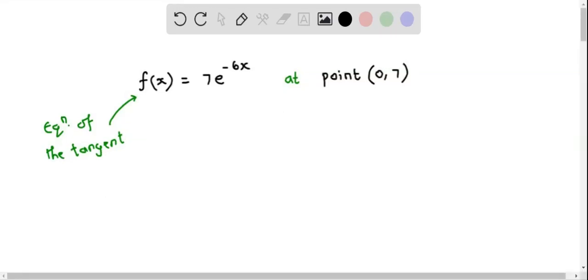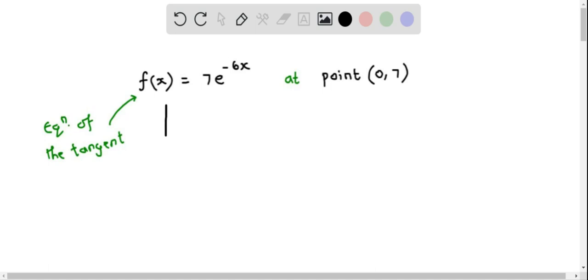We now determine the equation of the tangent line to the graph of f of x equals 7e to the power of negative 6x at the point (0, 7). So first we have to determine the slope of the tangent line to this graph of f of x, and this equals the slope of the curve f of x at the point (0, 7).